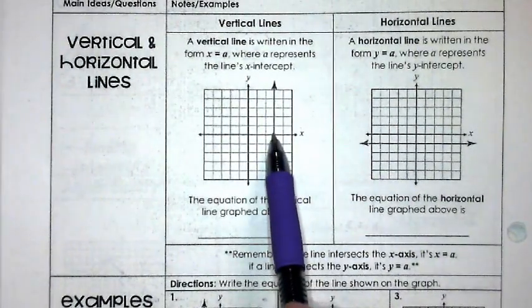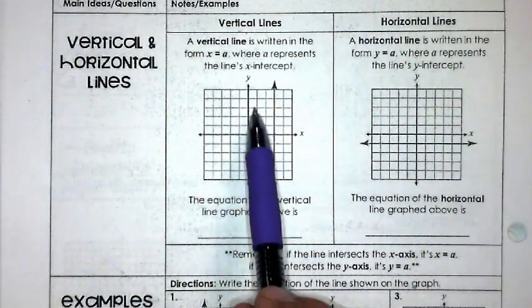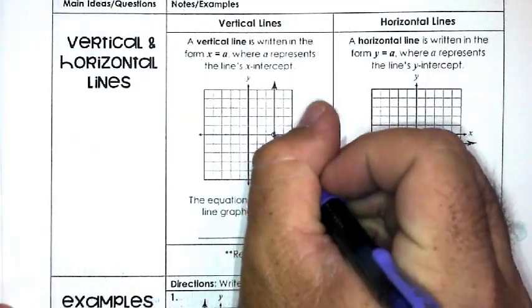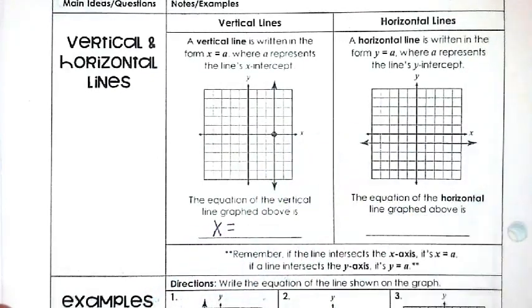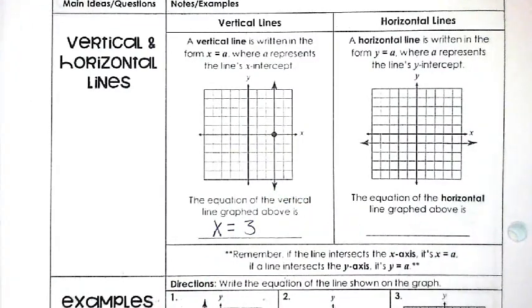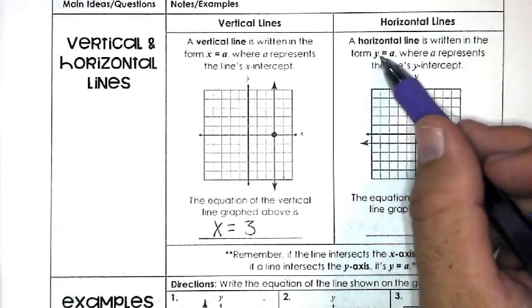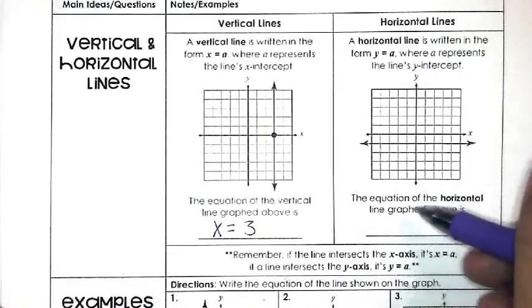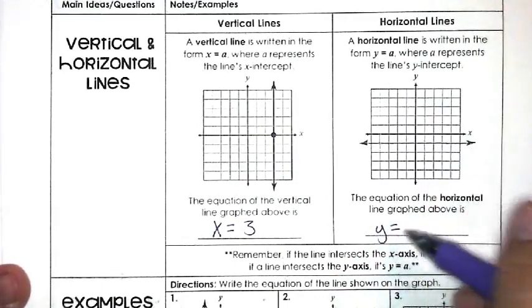Okay? Now, since vertical lines are written as x equals, what does x actually equal? And that's your answer. Horizontal lines are written in the form of y equals a, where a represents the line's y-intercept. The equation for a horizontal line of the graph above is y equals. I find where it crosses the y-axis. Where does it cross the y-axis at? And that's your answer.